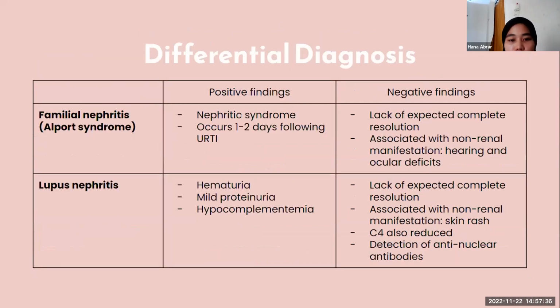So next differential diagnosis is familial nephritis or Alport syndrome. Positive finding, it is a nephritic syndrome, occurs 1 to 2 days following URTI. Negative finding, there is lack of expected complete resolution and associated with non-renal manifestations such as hearing and ocular deficit. And lastly, lupus nephritis, positive findings, hematuria, mild proteinuria, and hypocomplementemia. Negative findings, there is lack of expected complete resolution and associated with non-renal manifestations such as skin rash. And in lupus nephritis, C4 also reduced and there is detection of anti-nuclear antibodies.